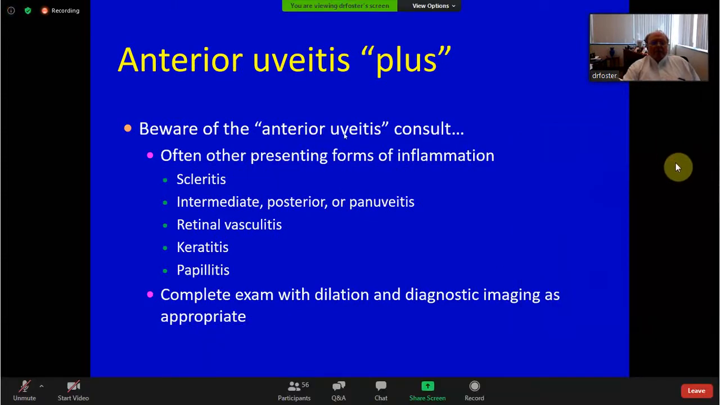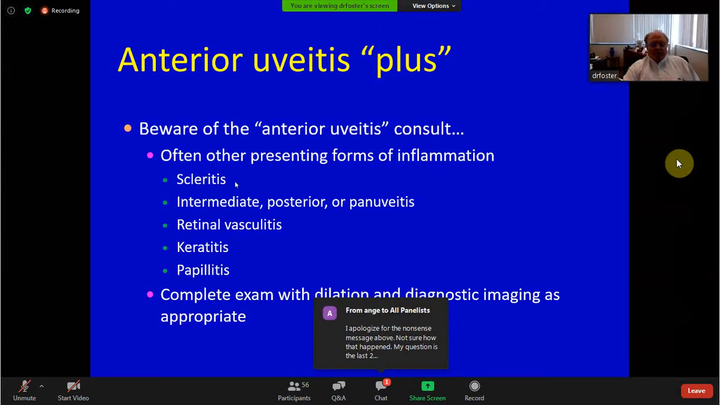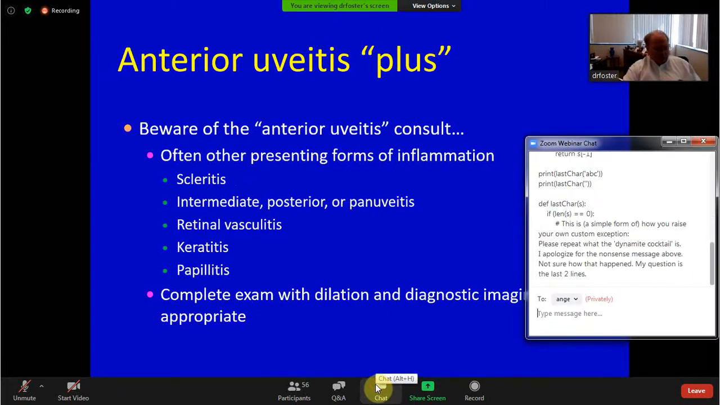Beware of the anterior uveitis consult. It often presents with other forms of inflammation, like scleritis. A patient with uveitis comes in, they've got a red eye. Well, you expect them to have a red eye, right? But that red eye might be secondary to scleritis.